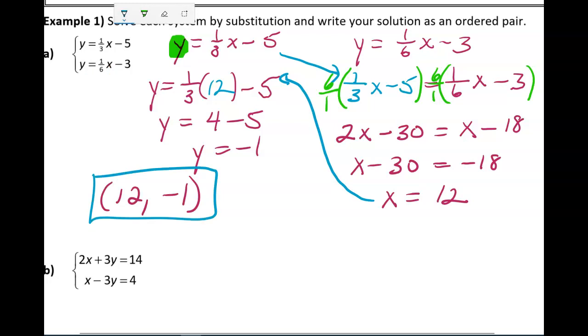Now you can certainly write out a check for this one, but what this is saying is if I replace x with 12 in either one of the equations, I'm going to get a y value of -1. So let's take a look at the first equation right here. 1/3 times 12 is 4, 4 minus 5 is -1, check. Second equation, 1/6 times 12 is 2, 2 minus 3 is -1, check. So that's an important part, right? We want to make sure that our solution is correct. This gives us a way to determine if it is correct.